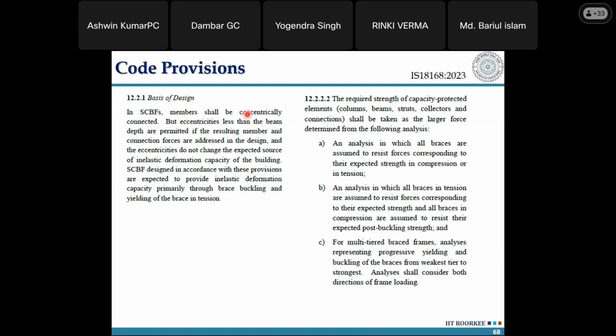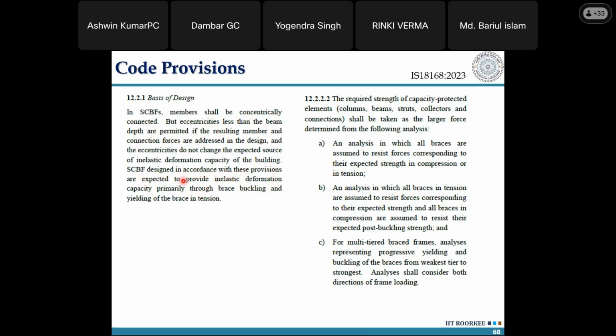It says SCBF members shall be concentrically connected, but how much concentric it should be to be called a concentrically braced frame is this line. That is, eccentricity should be less than the beam depth. If it is less than that, it is still a CBF system, right? And the rest of the sentence, if you read now, you will understand.